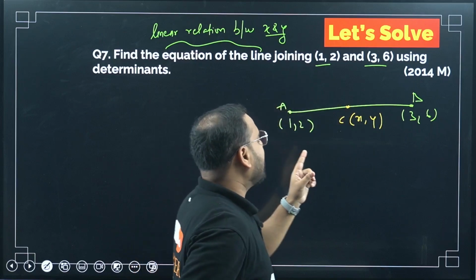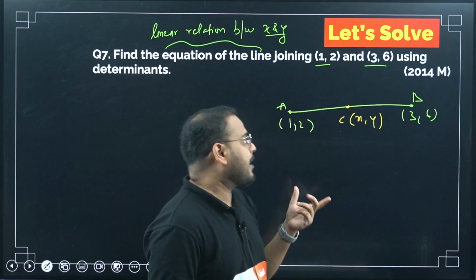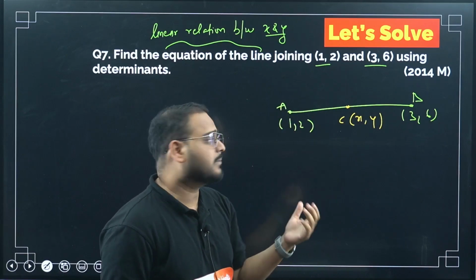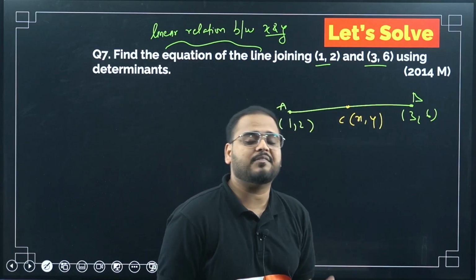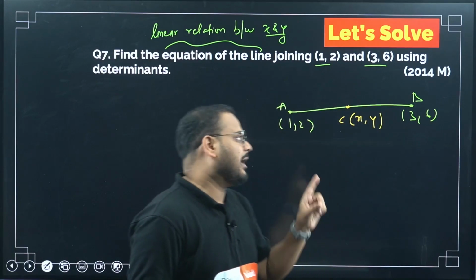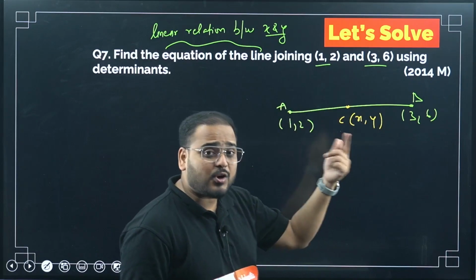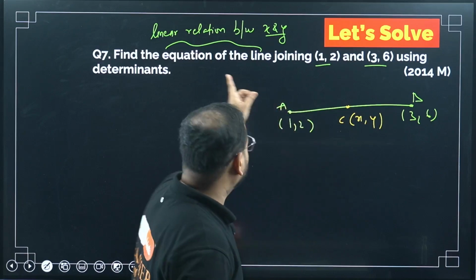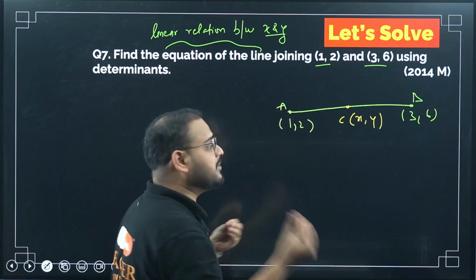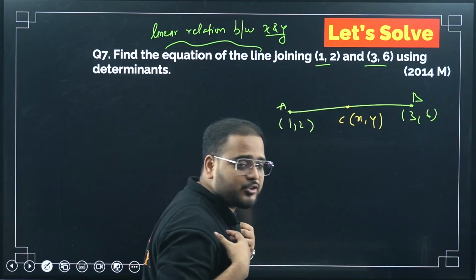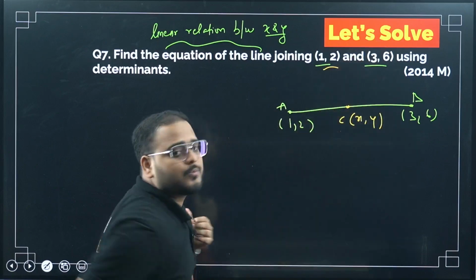I'll repeat. I've assumed a point (x, y) on the line AB. I'm trying to establish somehow, we'll see in the next step, the relation between x and y using these two points. If I am successful in doing that, I'm going to get a linear relation between x and y, and that is called a linear equation, or the equation of the line passing through these points. So I'm going to establish a mathematical relation between this point C, which I have assumed (x, y), and the points 1 and 2, which are given. Yes or no? Yes. Okay.